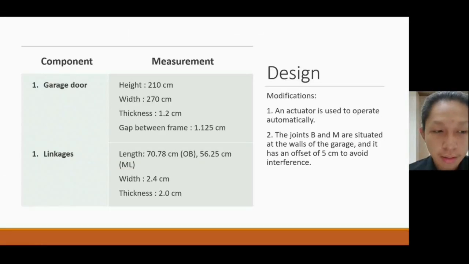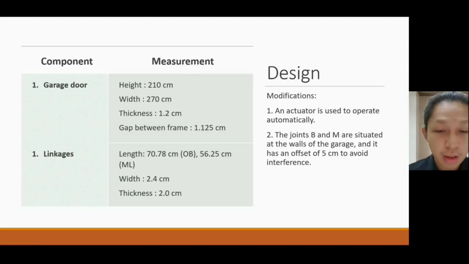Moving on, based on the first design, we modified it by adding an actuator to the mechanism. Hence, it will be operated automatically, which is more convenient for the user compared to operating it manually. It also saves space as no springs are used. The joints B and M are situated at the walls of the garage, and it has an offset of 5 cm to avoid interference between the links.